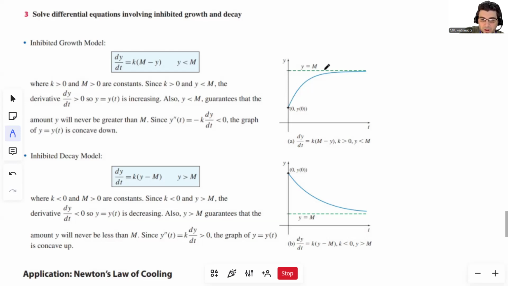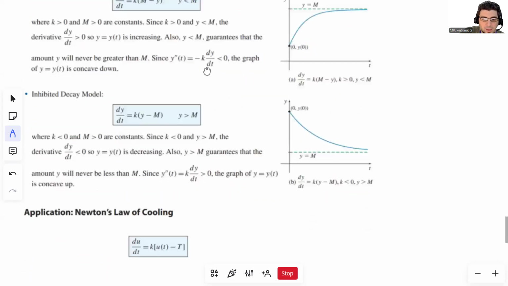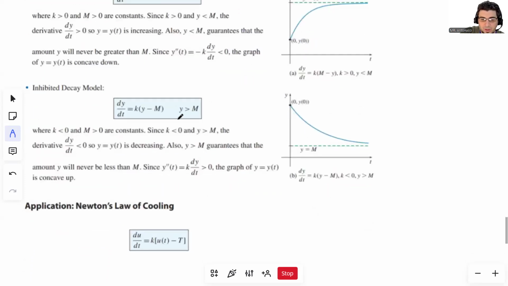The graph is going to be concave down, and here we have a picture of that, where the horizontal asymptote would be the maximum amount. If you have a decay model, similar things are going on, but it's always going to be decreasing and the second derivative is always going to be positive in that case.